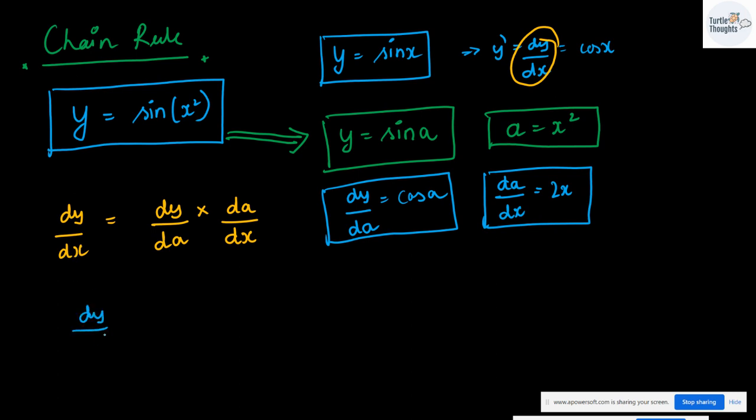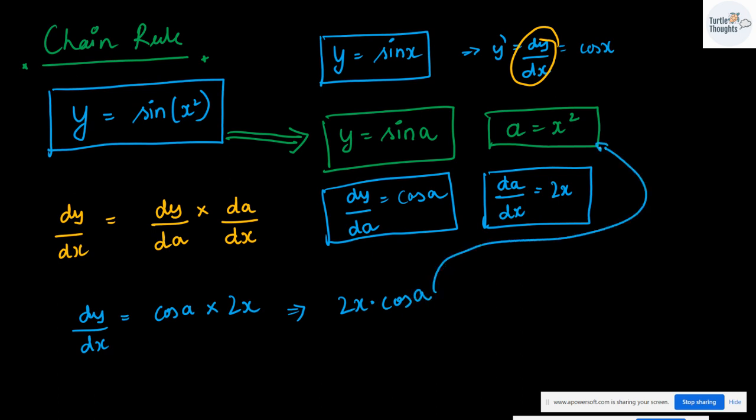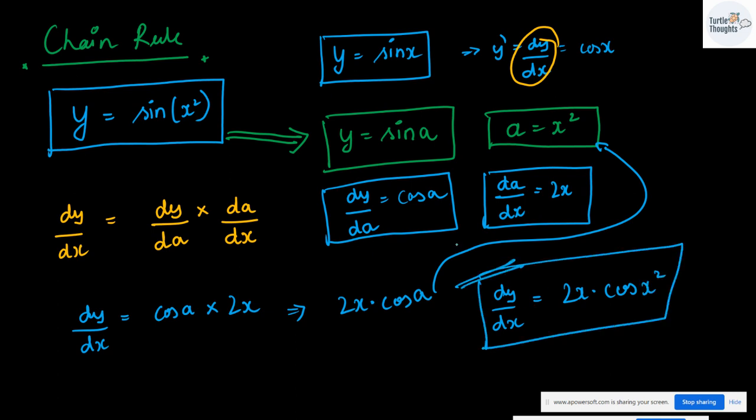The value of dy by dx is going to be dy by dA, which is cos a, multiplied by dA divided by dx, which is 2x. The answer is going to be 2x multiplied by cos a. But what is the value of a? A is x squared. So I can write dy by dx as 2x multiplied by cos x squared. This is going to be the differential of y is equal to sine x square.